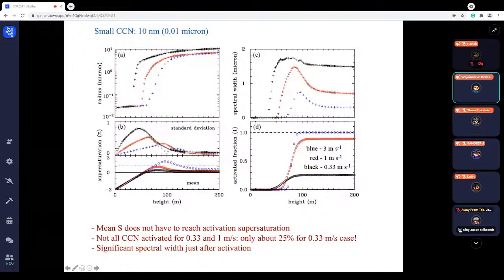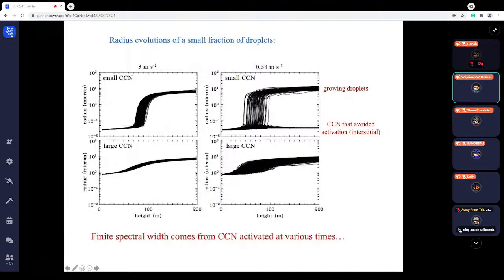Another key point is the spectral width. In the other case, with the adiabatic parcel, it was 0. All droplets have the same size. Now, you can have a width of 1 or 1.5 just because you activate at different moments. So this is the picture that illustrates that. This is stronger updrafts, weaker updrafts, small CCN, large CCN. But if you look at just small CCN and small updraft, this is what happens. They activate at different times.